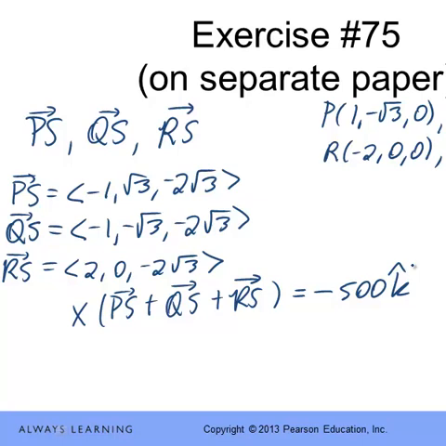So what I want you to do on your pencil and paper is to add up your three vectors, PS, QS, and RS, add them up component by component, multiply by your scalar x, and then set the left-hand side equal to negative 500 k. Now, how are two vectors equal? If and only if their components are equal, huh? Okay, so go forth and let's see what you get. What does x have to be in order for this equation to be true? Give it a shot.